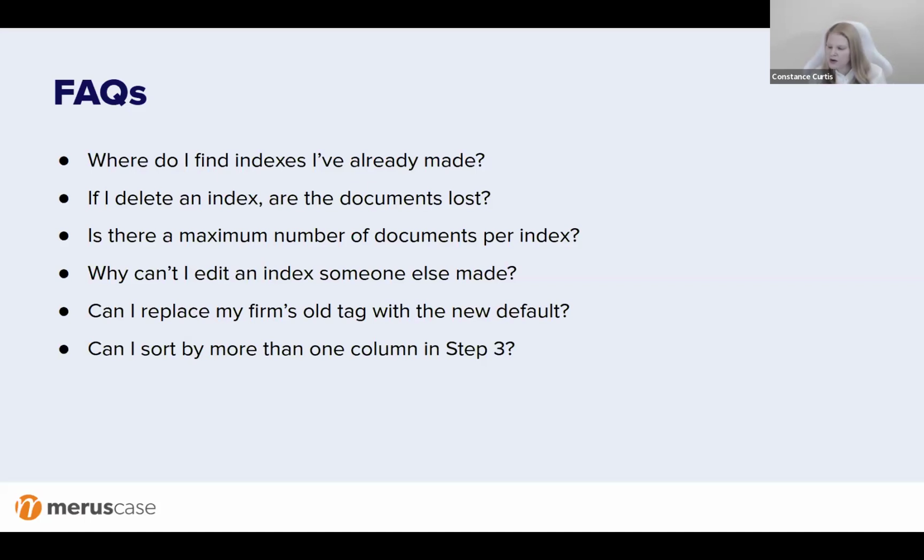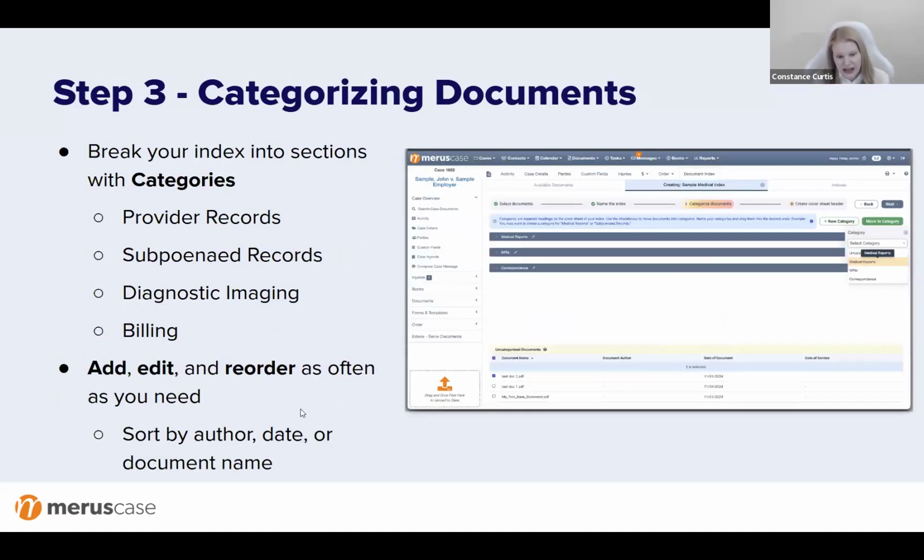So someone asked, can you go over the categorize portion again? Yes, so let's talk about how we categorize documents. So remember, you can add as many categories as you need, rename them, and drag them into the order you want. Then you would just move the documents into the right bucket. Inside each category, you can also sort by field like author, date, or document name.